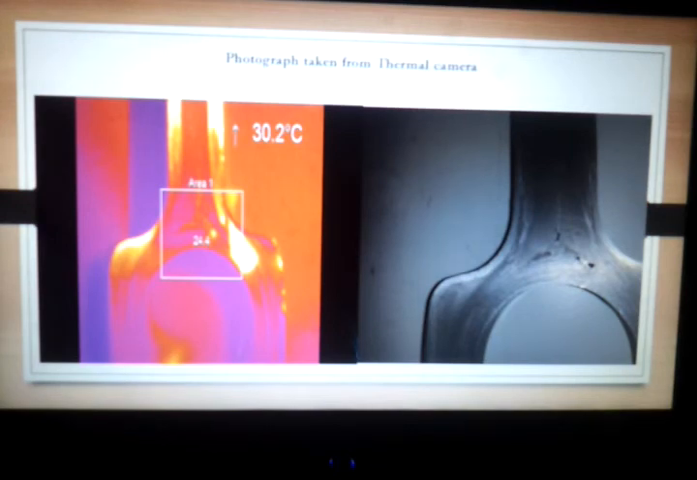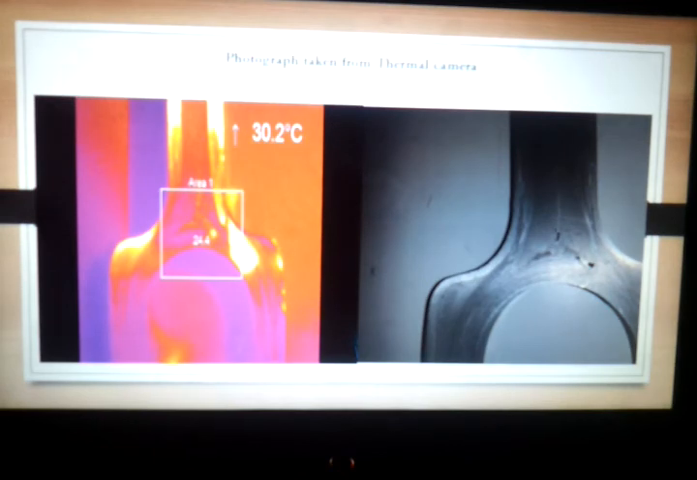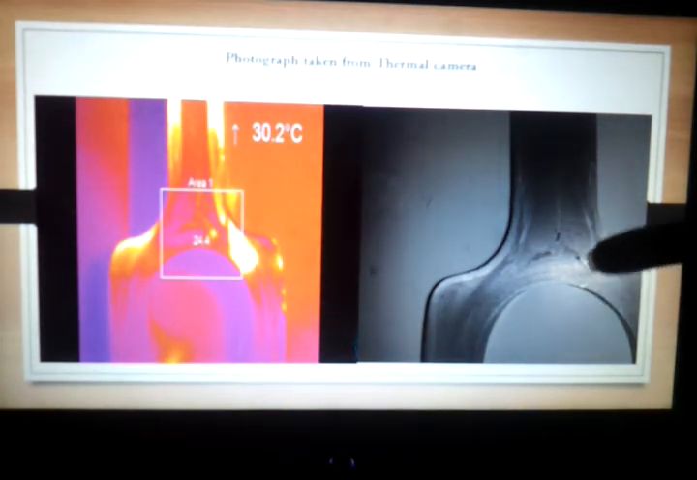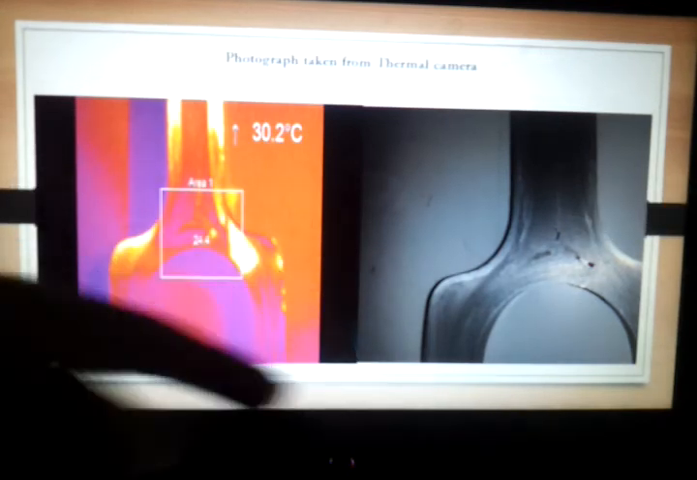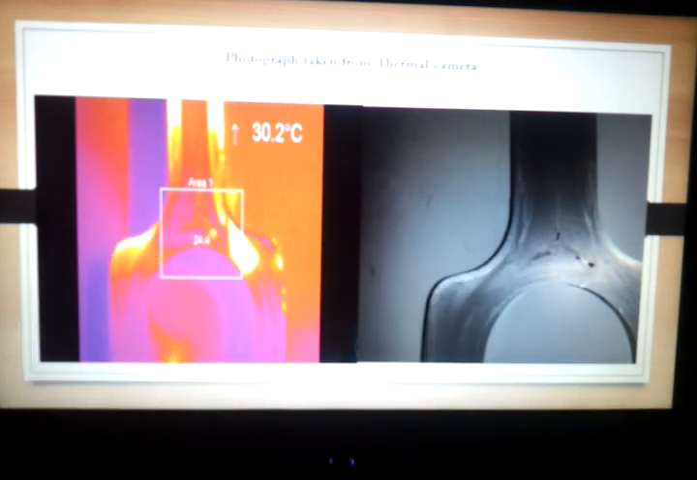So this is the photograph which we took of the connecting rod. As we can see, there is a blowhole, there is dislocation in the fibers. This is the dislocation in the fibers. Yeah, we can see the blowholes, we can see the dislocation in the fibers, and here is the thermographic image. The same defect we can see as a yellow patch.